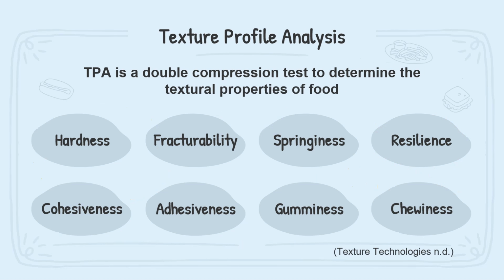Texture profile analysis, in short TPA, is a double compression test, also known as a 2-bite test, whereby potato chips are being compressed twice using a texture analyzer to provide insight into how samples behave when chewed. The texture properties measured by TPA include hardness, fracturability, springiness, resilience, cohesiveness, adhesiveness, gumminess, and chewiness.